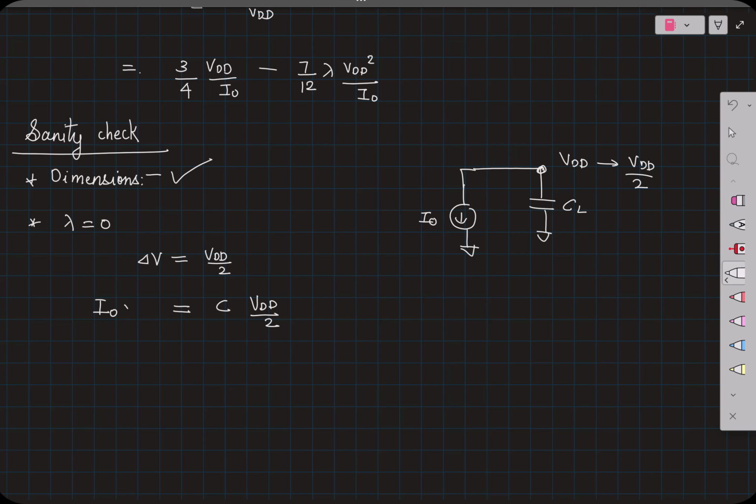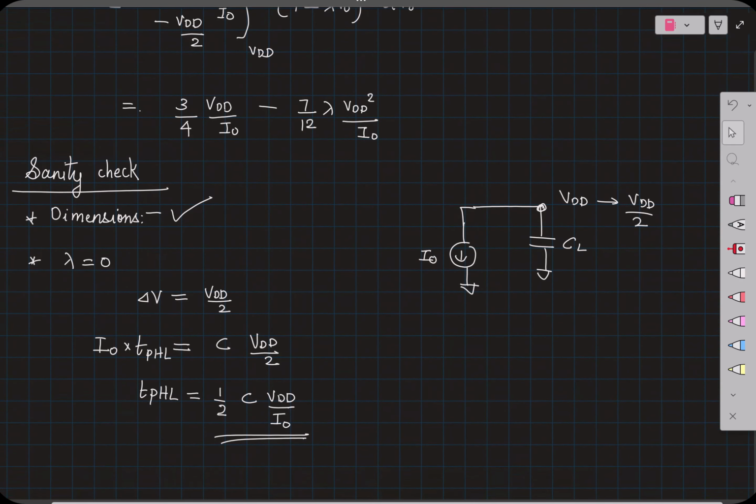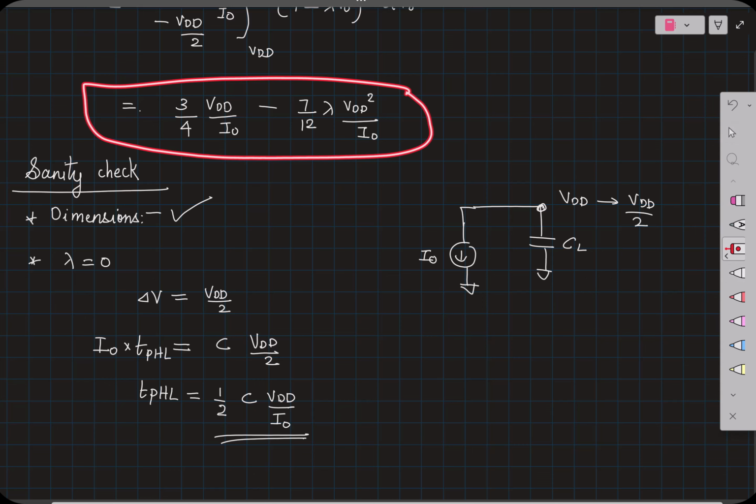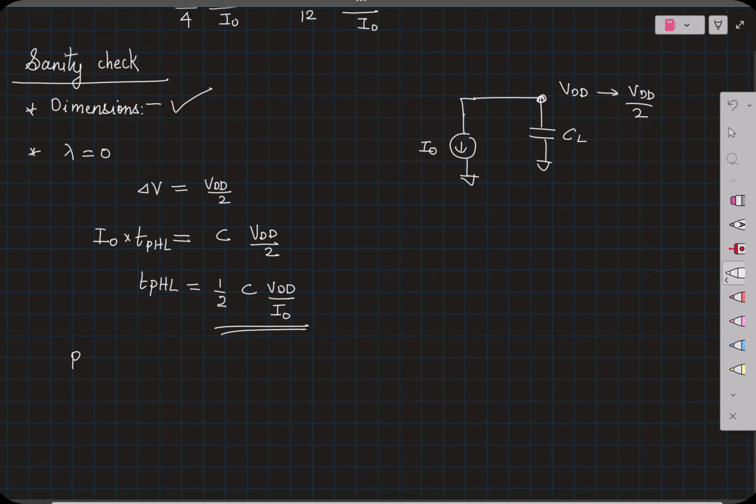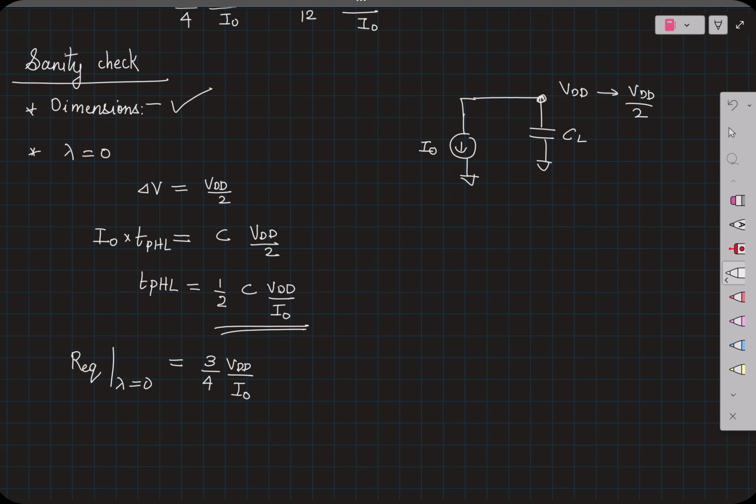Yes, it is the delay that you are interested in. That will be your TPHL. Right? So what is the expression for TPHL? It's 1 by 2 C VDD by I naught. Right? And how do I check if the results match? In this expression of R equivalent, if I put lambda equal to 0, what do I get? This is equal to 3 by 4 VDD by I naught. Does the result match?